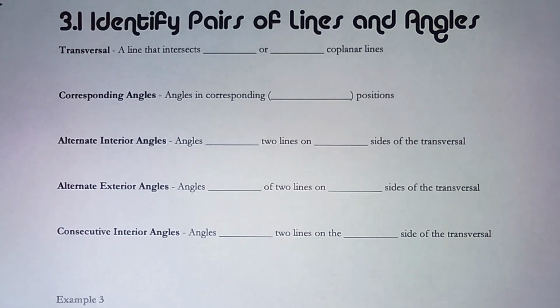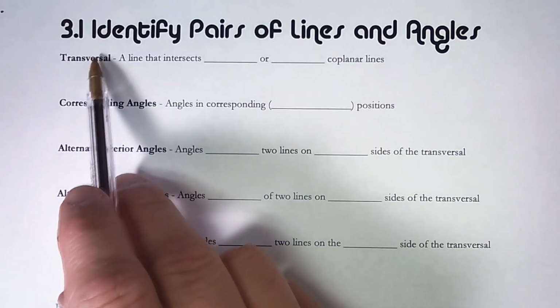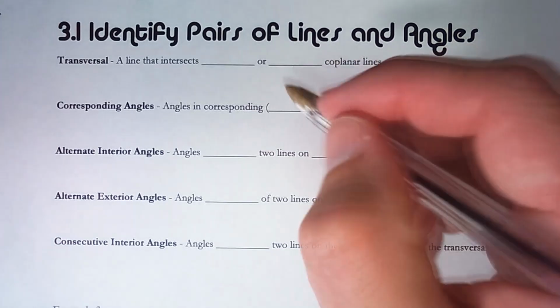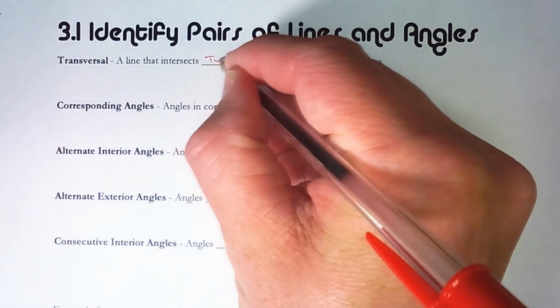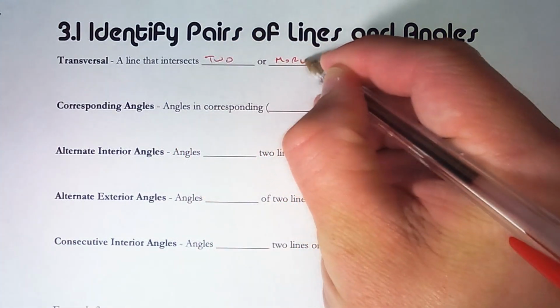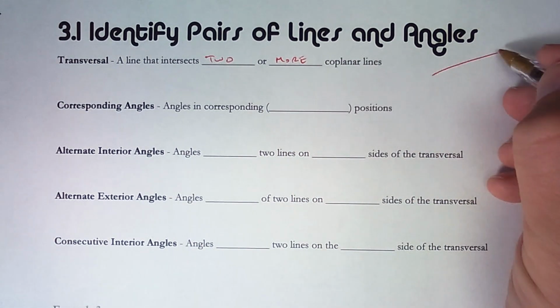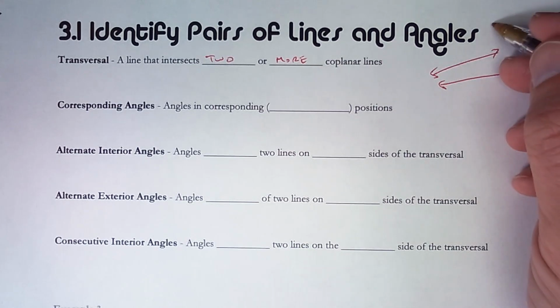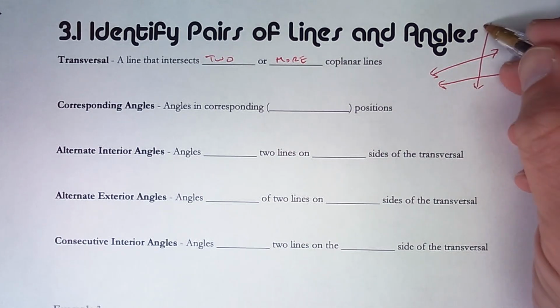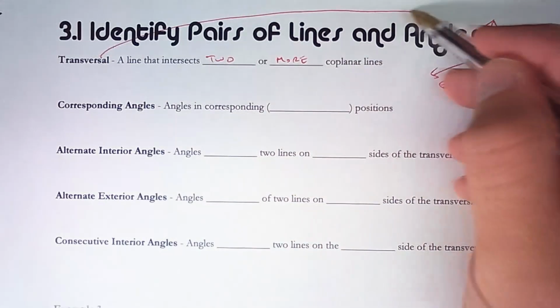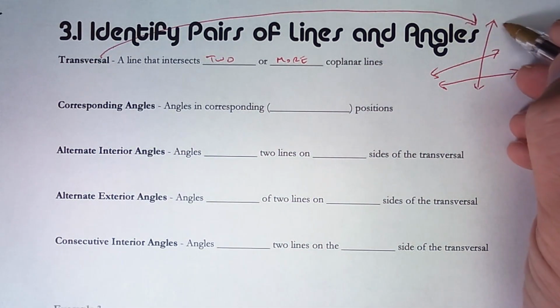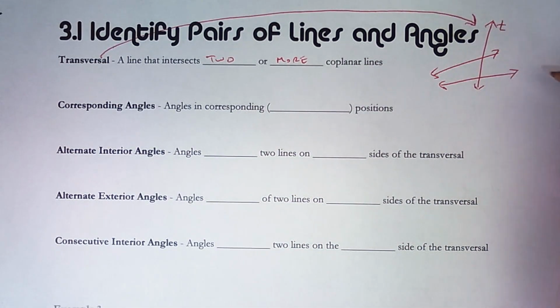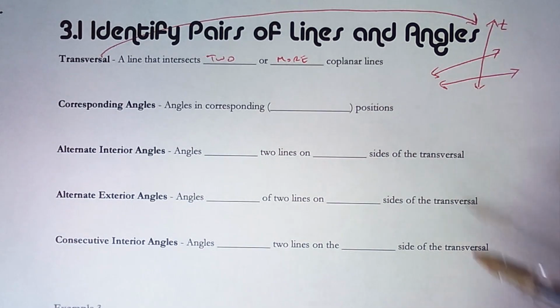All right, now we're going to talk about different types of angle pairs, starting with a transversal. A transversal is a line that intersects two or more coplanar lines. So here's a line, here's another line, here's one line that intersects both of those. That is a transversal. I'm going to call that line T for transversal. It transverses two or more other lines.